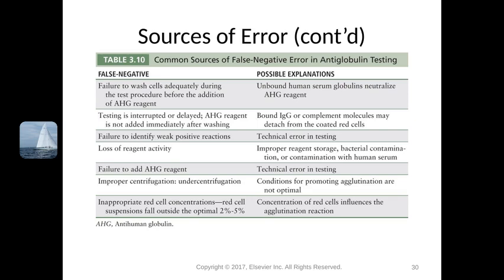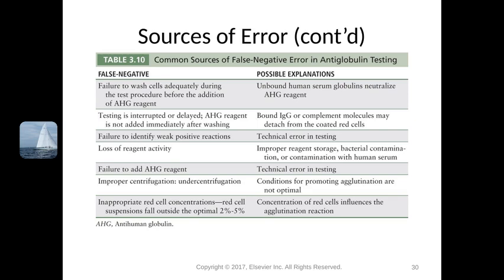And then again, we maybe didn't centrifuge it, so then it looks negative when we didn't even give it a chance to agglutinate yet. And then we didn't make a cell concentration that's right, so it is not being tested in the zone of equivalence. So our cell suspension is too heavy or too light.